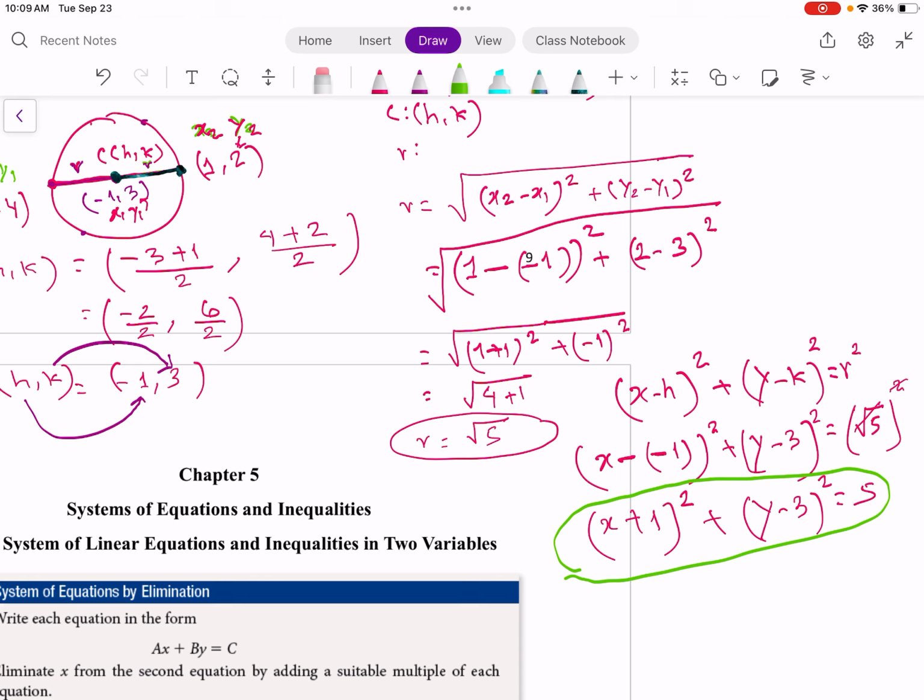So if you are asked to find the equation of a circle, we always need the center and we always need the radius. Your center is (h, k), the radius is r, and once you have h, k, and r, you substitute in the standard form. And this standard form will be given to you on your exam. Any question? So we use the distance formula to find the radius, and we use the midpoint formula to find the center.